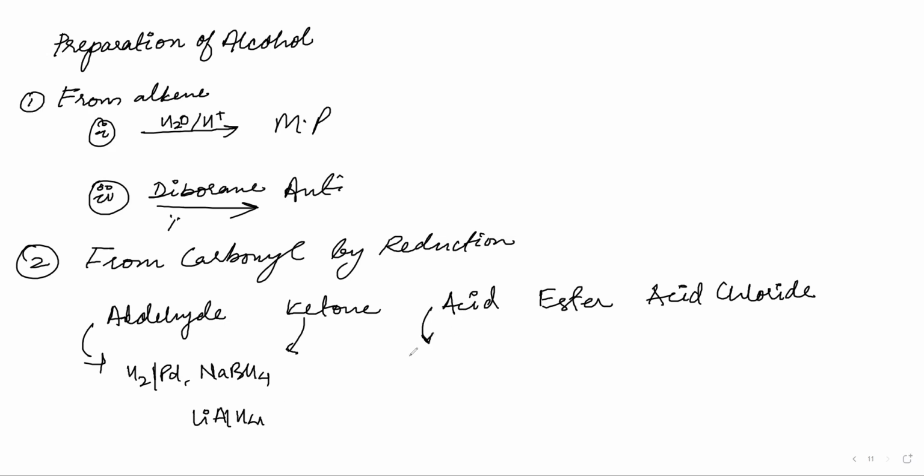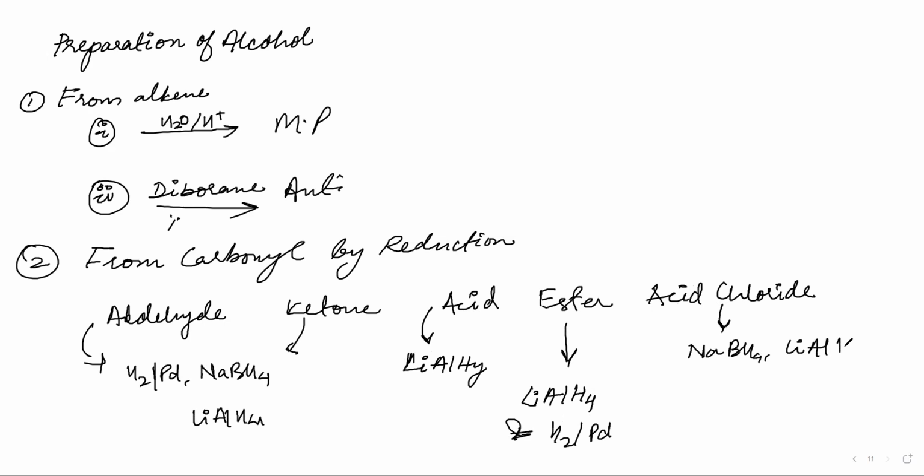From acids, I have only LiAlH4. What about ester? For ester, I have LiAlH4, and I can also reduce this by H2/Pd. What about acid chloride? Acid chloride by sodium borohydride NaBH4, LiAlH4, and also sodium borohydride. Okay, yeah, these two only.